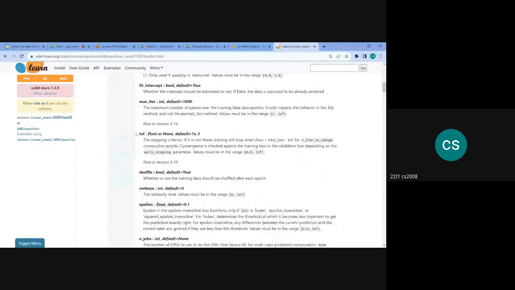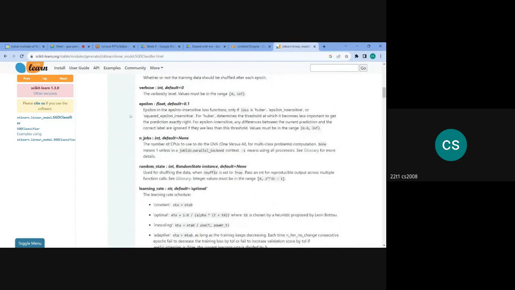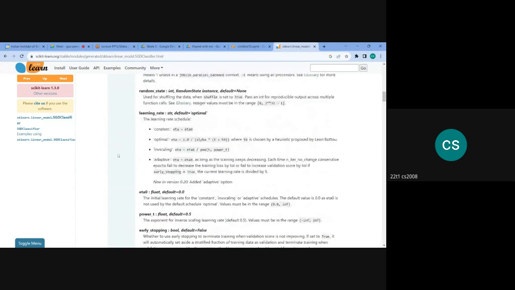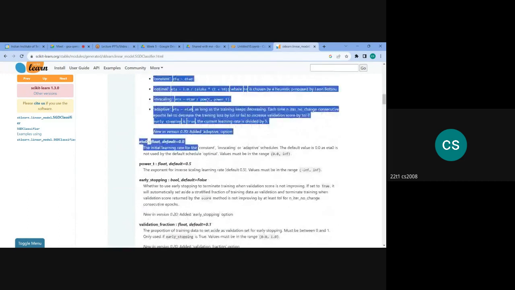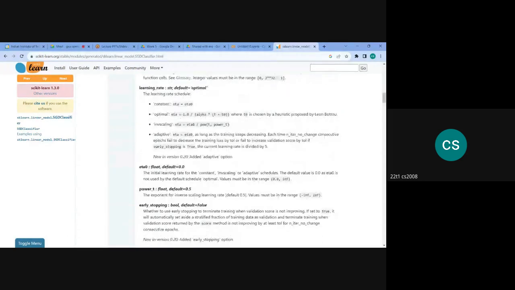Max iter is there: how many maximum iterations you want to do over an epoch, or one pass over the training data. Beta 0 is like the initial learning rate.